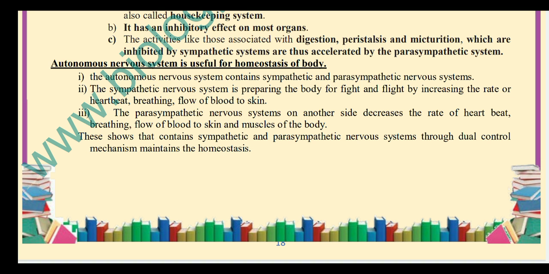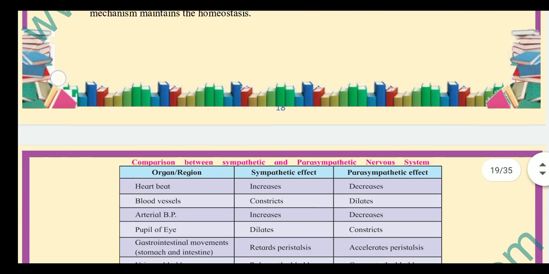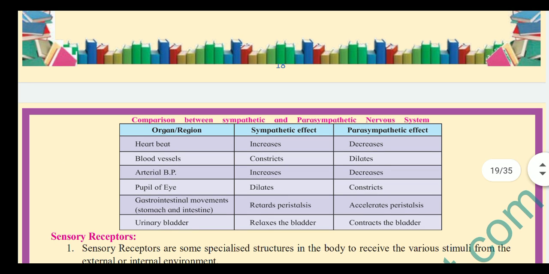The autonomic nervous system contains the sympathetic and parasympathetic nervous systems. So all the functions are included here. That is fight or flight, rate of heartbeat, breathing, flow of blood to skin, and it also includes the parasympathetic nervous system functions like decreasing the rate of heartbeat, breathing, and flow of blood to skin and muscle of the body. And this shows that the sympathetic and parasympathetic nervous systems, through a dual control mechanism, maintain homeostasis in our body.